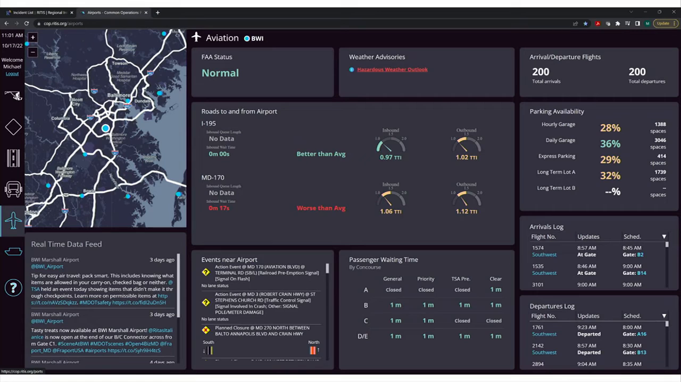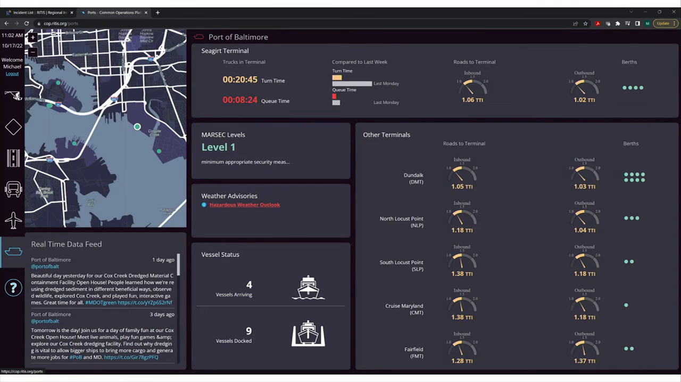And if there are any crashes or other events near the airport, we show that. And then we've got the various Twitter feeds coming from the airport or about the airport pop up as well. And then we do the same thing for the seaport.